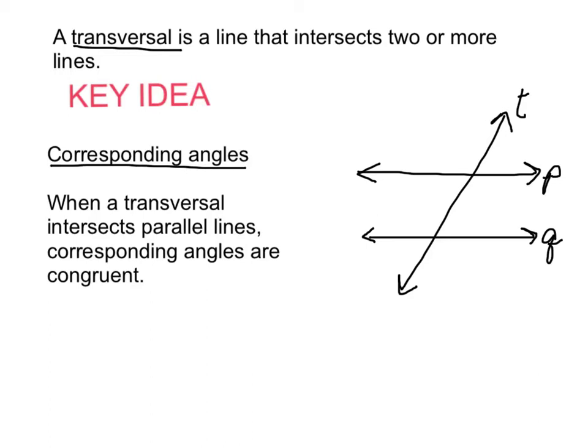Now if you notice, we have 4 angles: 1, 2, 3, 4 up top, and 1, 2, 3, 4 on the bottom. Corresponding angles are angles that are in the same position. So for example, if I look at this angle here, this angle is in the upper left-hand corner. This angle is in the upper left-hand corner of these 4 angles. Those are corresponding angles. That means they're exactly the same.